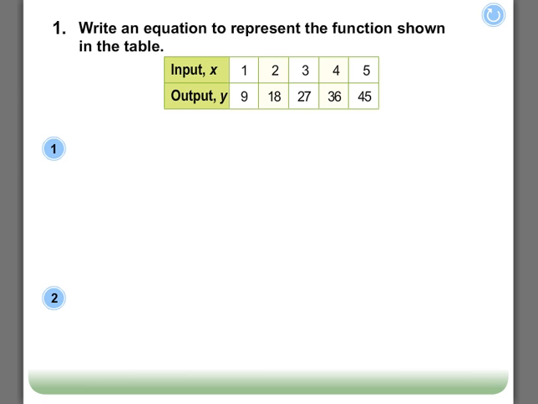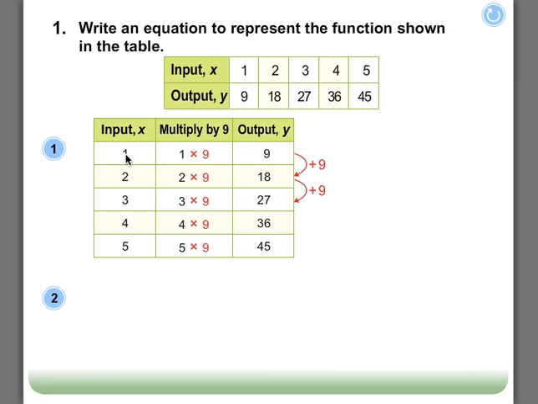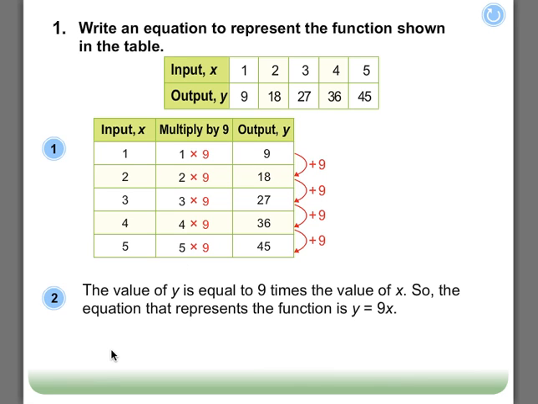Okay, we're going to write an equation to represent the function shown in the table. So here's our function. 1 times 9 is 9. 2 times 9 is 18. Okay, and we're just adding 9 to each one. The value of y is equal to 9 times the value of x. So the equation that represents the function is y equals 9x. Okay, so the answer is y is equal to 9x.